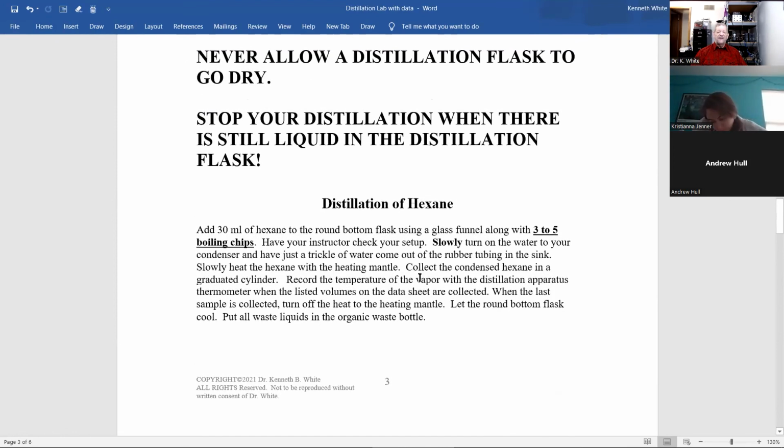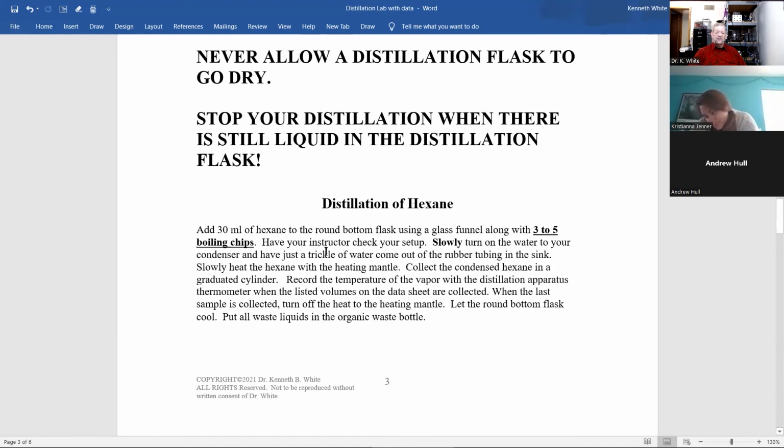All right, here you'd add 30 milliliters of hexane to the round bottom. Always use a funnel to put stuff in a round bottom flask like this. Don't try and pour it directly in. I wouldn't try it, and I've been dealing with liquids many, many decades. I hate to say that, but it's true. Then have me check it.